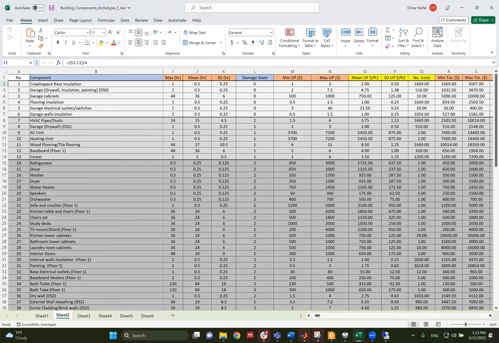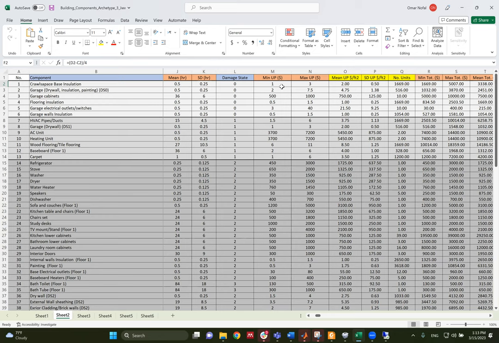Here I put a minimum and maximum unit price. What if my component is not one unit, and it has multiple units? When I get a unit price for drywall, it gives me the unit price of one square foot of drywall. So I want to calculate the total square foot of drywall on the various floors. I have a field that gives me the maximum and minimum unit price, then the mean and standard deviation. And here is the number of units. What is the number of units of the base insulation? It's in square feet. For the drywall, I have 516 square feet.